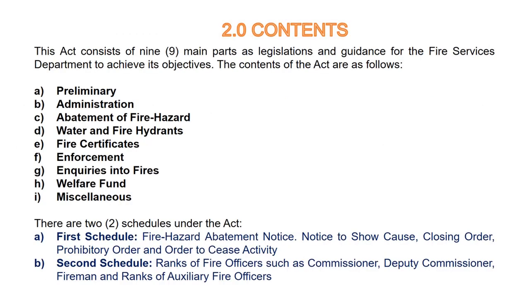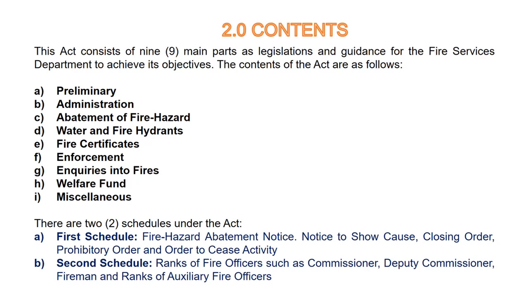And then this act consists of 9 main parts as legislation and guidance for the Fire Services Department to achieve its objective. This act includes preliminary, administration, abatement of fire hazard, water and fire hydrants, fire certificates, enforcement, inquiries into fires, welfare fund, and miscellaneous. There are 2 schedules under the act, first schedule and second schedule.